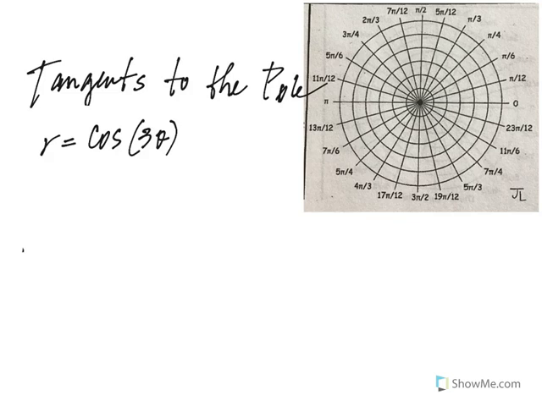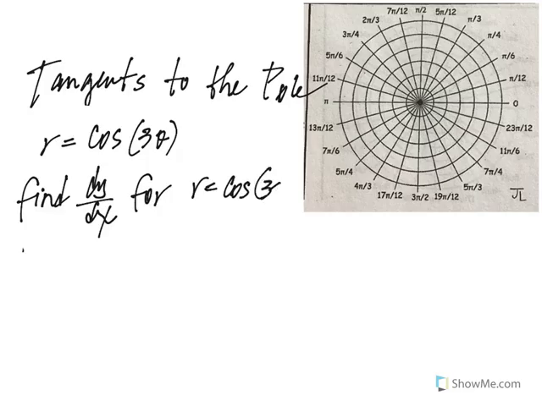Why don't we find dy dx for r is equal to cosine of 3 theta. That is, find the expression for rectangular slope for the cosine of 3 theta. You can pause it now, work it, then hit play. I'm going to go on now.